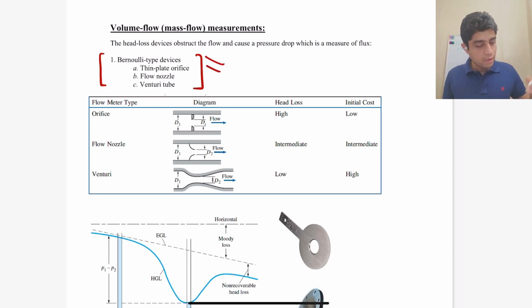So these are called Bernoulli type devices because we are using Bernoulli's equation to relate the pressure drop to the velocity. They come in a variety of different designs, but the three most popular designs are the thin plate orifice, a flow nozzle, and a Venturi tube, and they are widely used in industry.